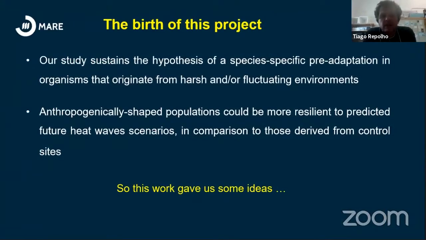Basically, our study sustains the hypothesis of a species-specific pre-adaptation in organisms, in this case, the ones that originated from anthropogenically impacted sites. And this leads us to conclude that most possibly these populations could be more resilient to future heat wave scenarios in comparison with the ones that derived from the control sites.